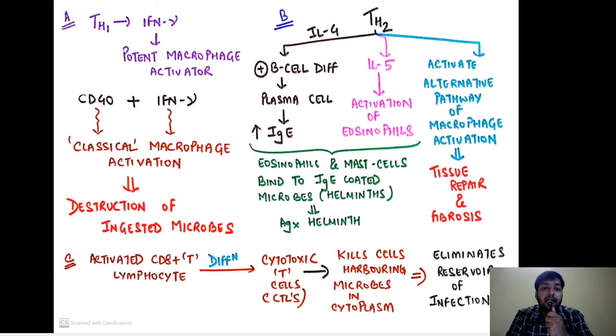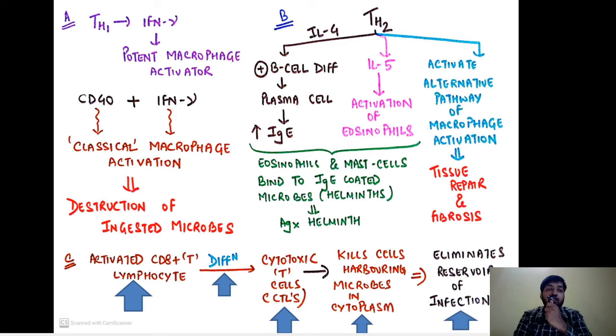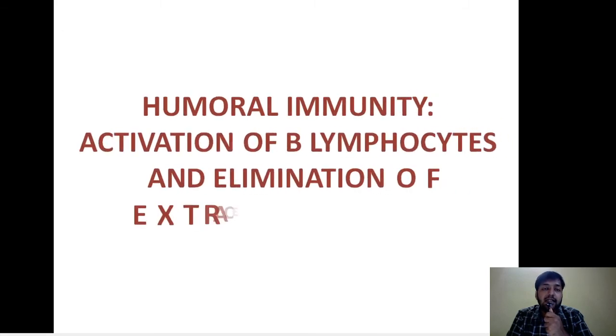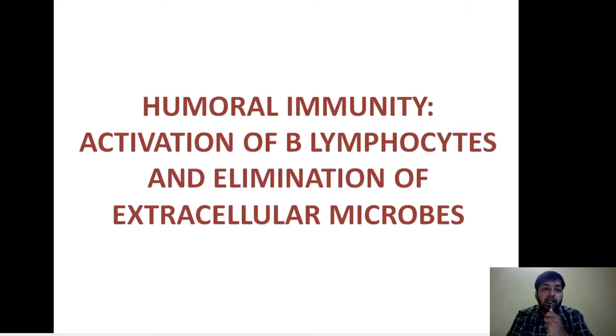Now just to sum up, okay, activated CD8 plus T lymphocytes differentiate to form cytotoxic T cells, which will kill these cells which are harboring the microbes in the cytoplasm, and it will eliminate the reservoir of infection. So this is all about how cell mediated immunity works in a normal manner. Now coming to the next leg, that is the humoral immunity: activation of the B lymphocytes and elimination of extracellular microbes.